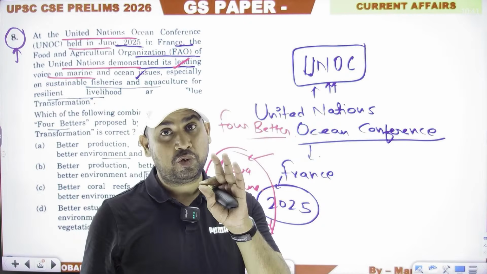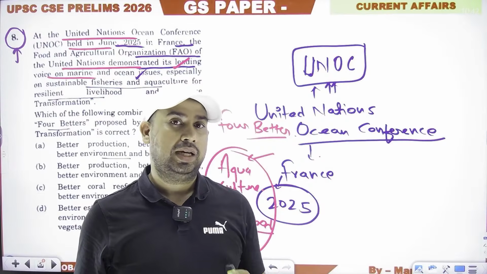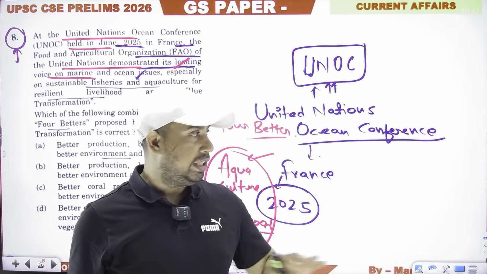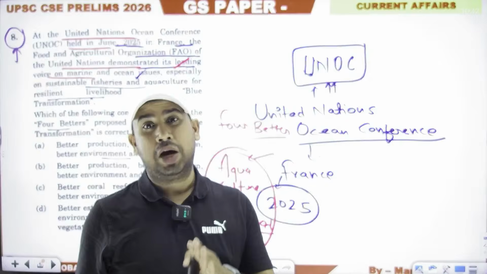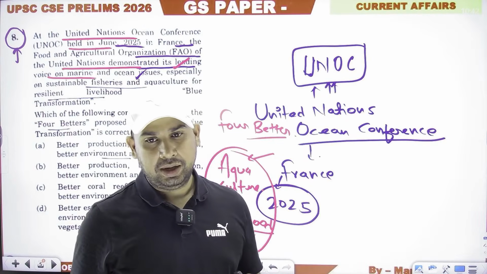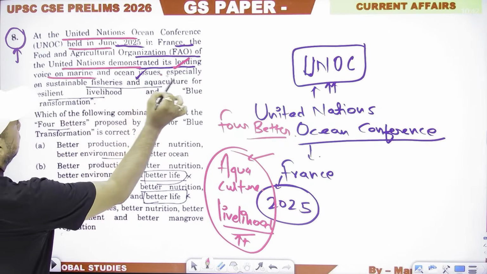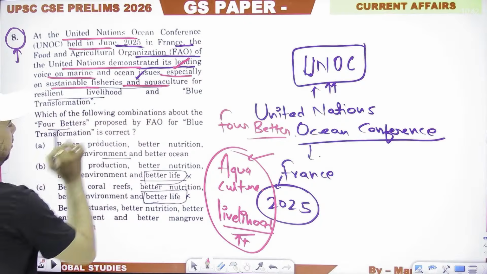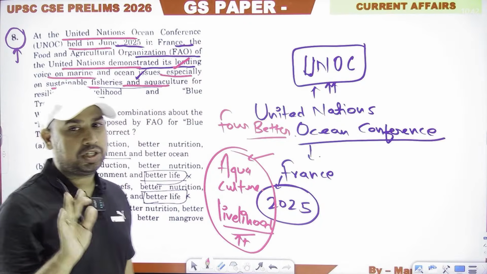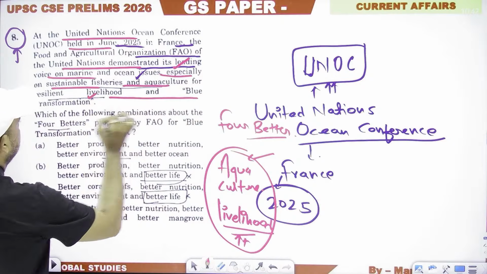When you focus on those things, they are asking about the 4 betters. Okay, what are those 4 betters that were associated with blue transformation and that is related with the livelihood of the persons who are related with the aquaculture? Mainly they are asking about that segment. So when we look deeply at those things, they are saying that especially on sustainable fisheries and aquaculture, they are asking about sustainable fisheries and aquaculture, and for the resilient livelihood and the blue transformation.